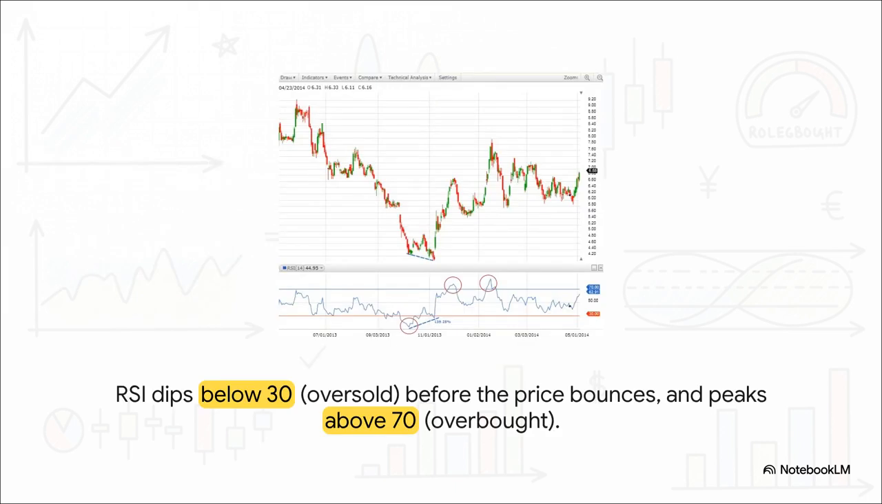This chart just shows it perfectly. Look at the lower window. That's the RSI line. See where it dives below that 30 level? Almost immediately after, the price gets a nice bounce. And then on the flip side, look at where it pokes its head above 70. Not long after, the price takes a breather and pulls back. It's an incredibly powerful visual clue.